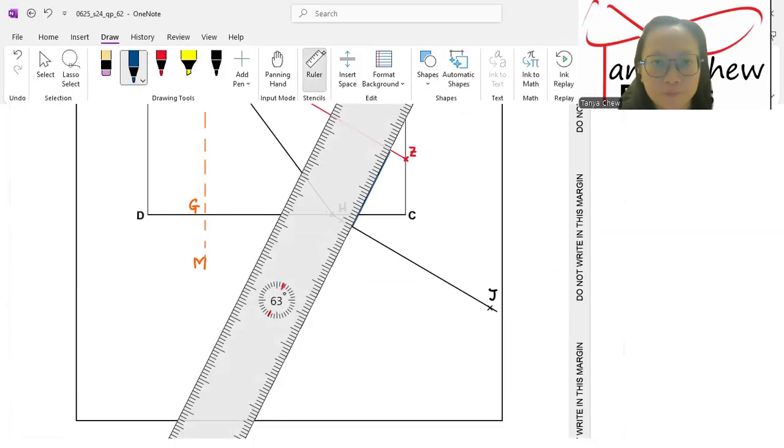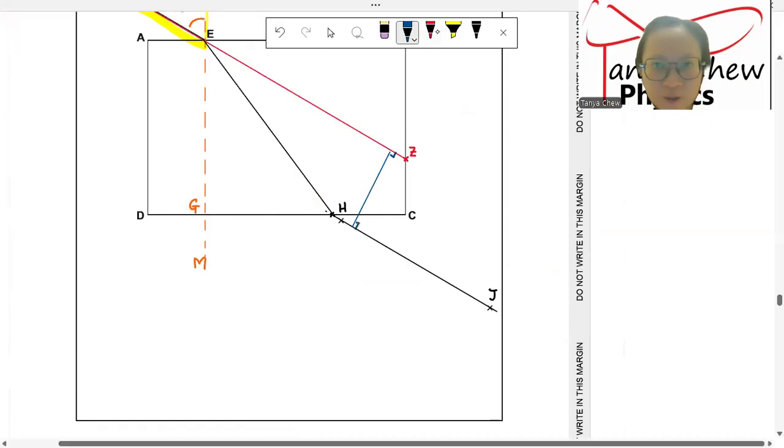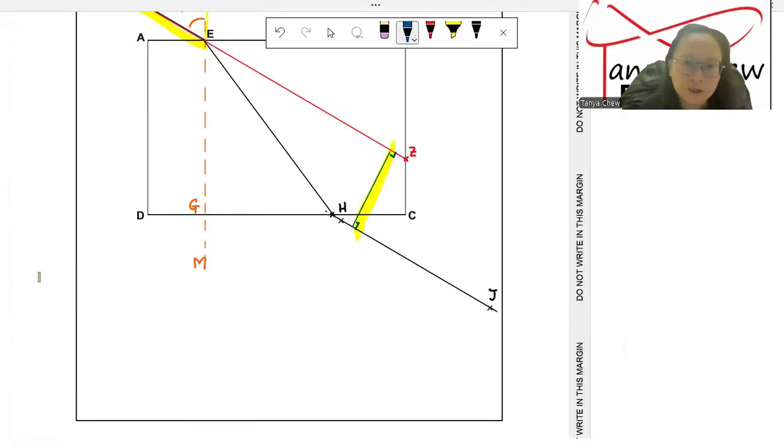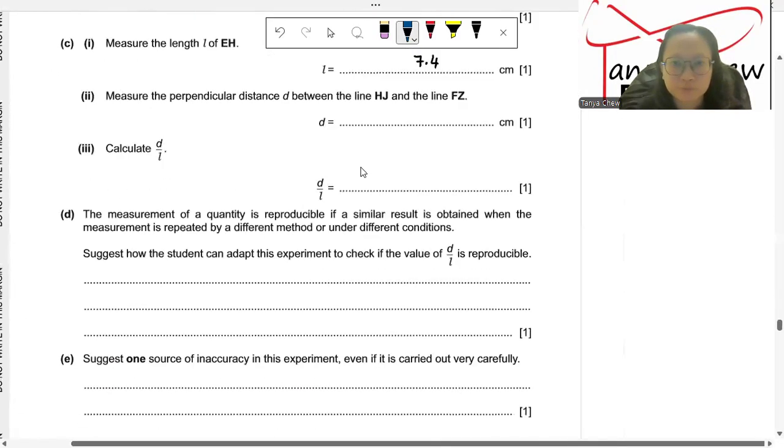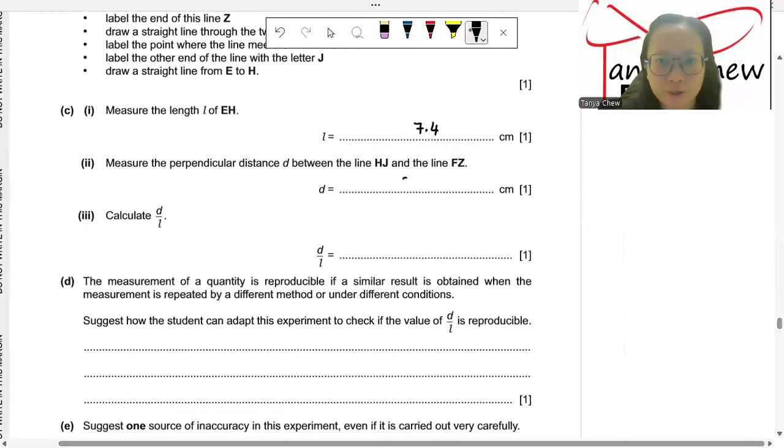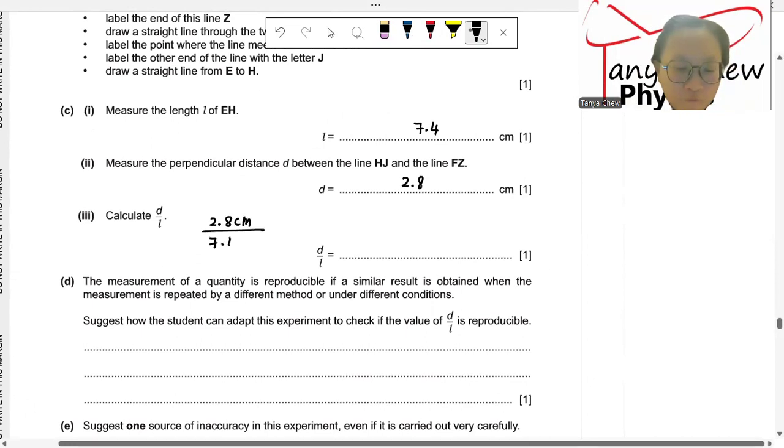And then I keep my ruler. Make sure that this is 90 degrees, this is 90 degrees. This is the length that you're supposed to measure. This is it. So I got my answer. I think 2.8 was my answer. Let me write it down. I got 2.8 cm. And calculate D over L. D is 2.8 cm. L is 7.4 cm. I got 0.38. There's no unit for D over L because cm and cm can be cancelled out.